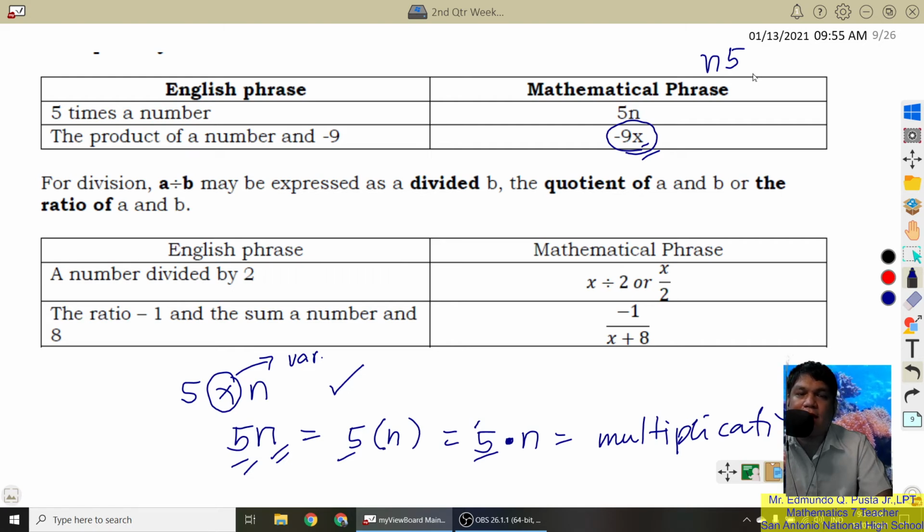So, doing it in standard form, we're going to write first the number and then the variable. Okay? That is standard form. Next one. For division, a divided by b may be expressed as a divided by b, quotient of, or the ratio of. So, a number divided by 2 can be represented x divided by 2 or x over 2. And then we have the ratio negative 1 and the sum of a number and 8. So we have negative 1 all over x plus 8.